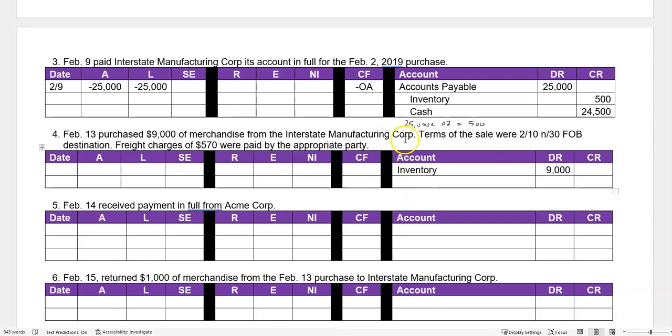And then, did we pay for it? No, because terms tell us it was on account. So we know we put this on account, so we're going to hit accounts payable. We have not yet paid for it.